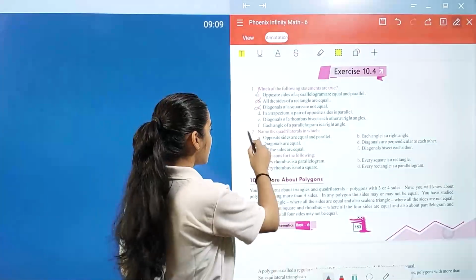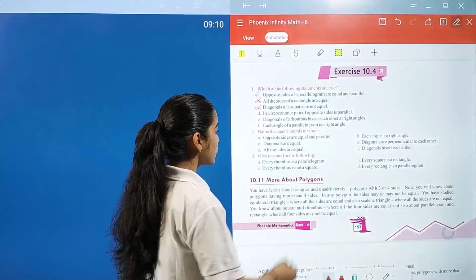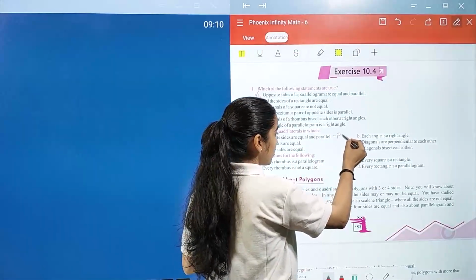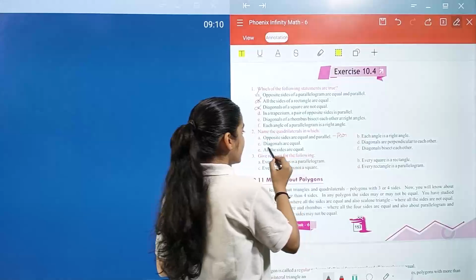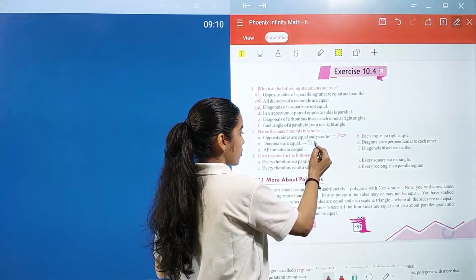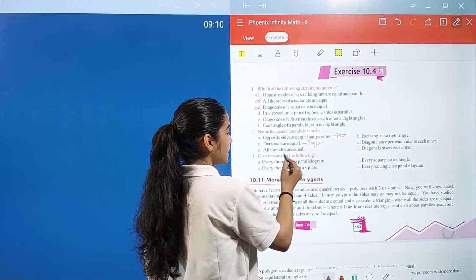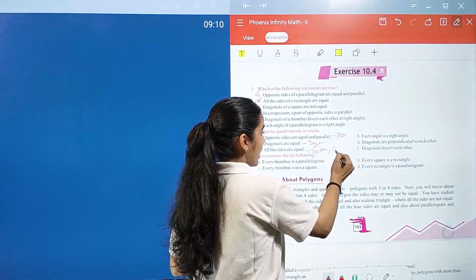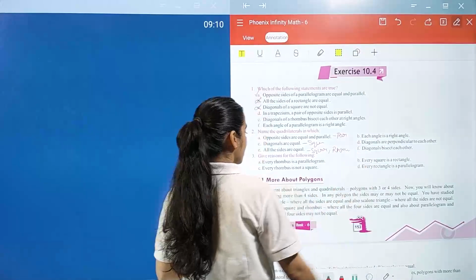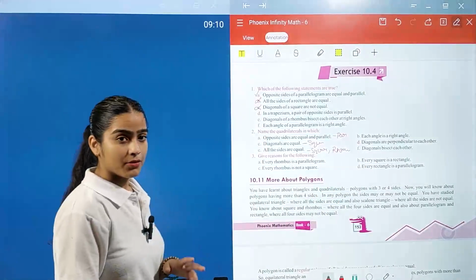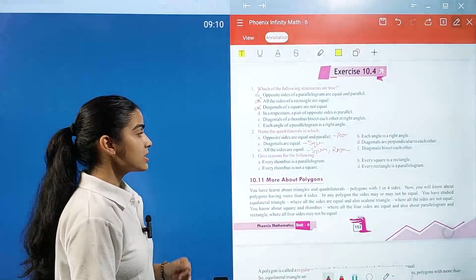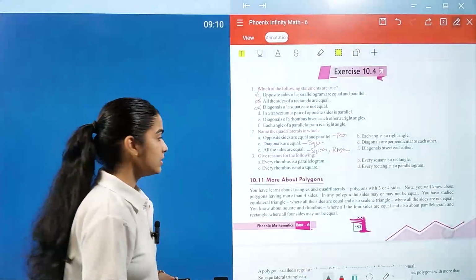Now question number 2, name the quadrilateral in which opposite sides are equal and parallel. You can say parallelogram. Diagonals are equal. You can say square, rhombus. All the sides are equal, so square, rhombus. So in the same way you have to write the answer for the rest of the following parts.